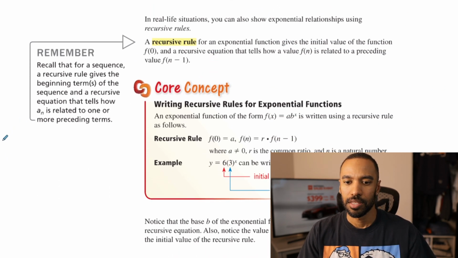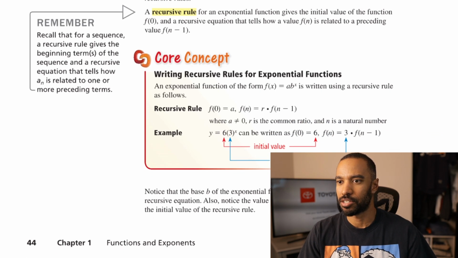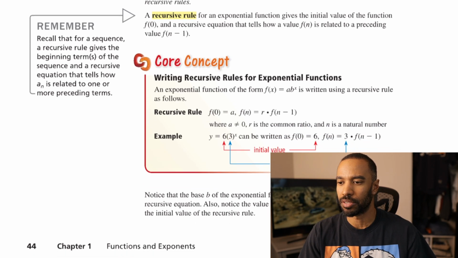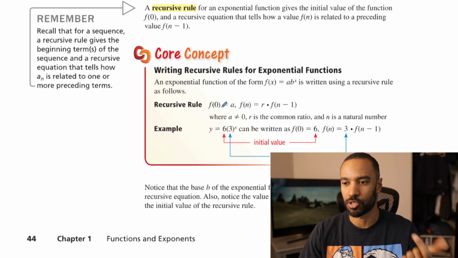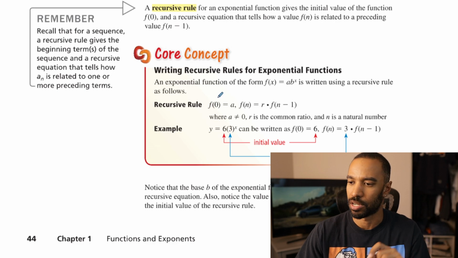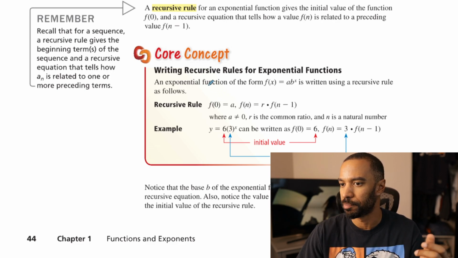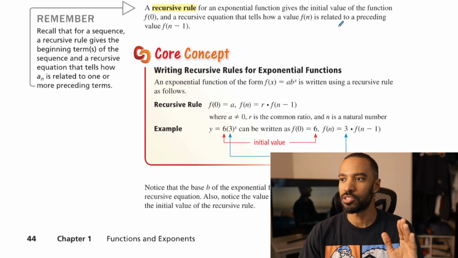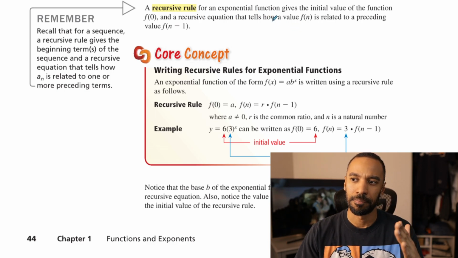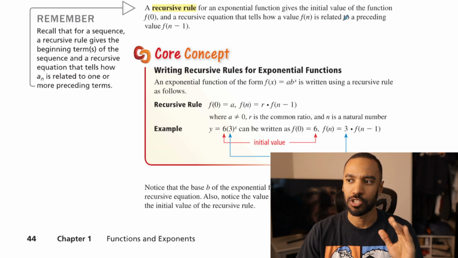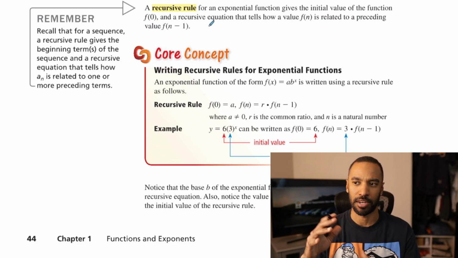Recursive rule, this is one, I don't know how deep I want to get into the idea. Well, I guess I have to a little bit. First of all, okay, they're using function notation, not subscript notation, and they use f of 0 instead of a sub 1, or instead of f of 1. So a recursive rule is basically a way that says, I mean, they say it right here, it tells how a value f of n is related to a preceding value f of n minus 1.